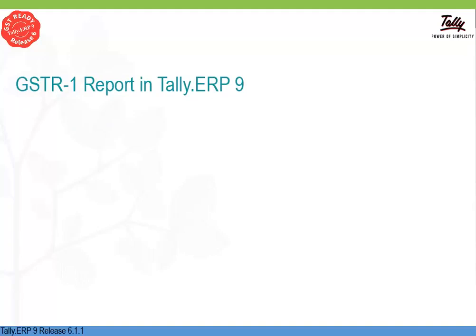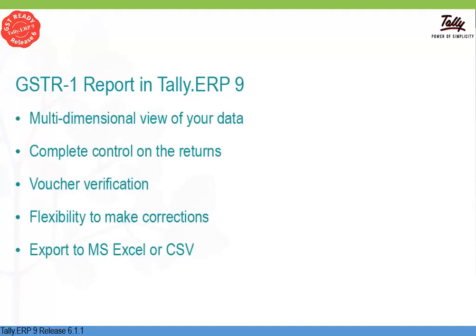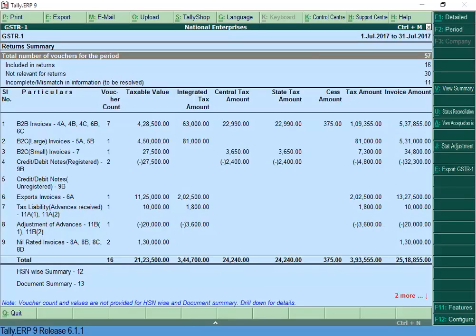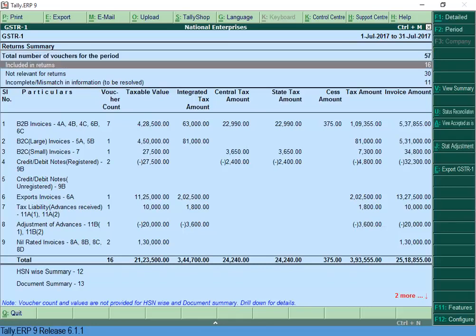GSTR-1 report in Tally.ERP 9 is designed to give you a multi-dimensional view of your data and also provide you with complete control over the information included in your GSTR-1 returns. The report allows you to verify the vouchers included in the returns, make corrections, and export the details for filing. You will instantly know the number of transactions recorded in a period and the vouchers included in the return.